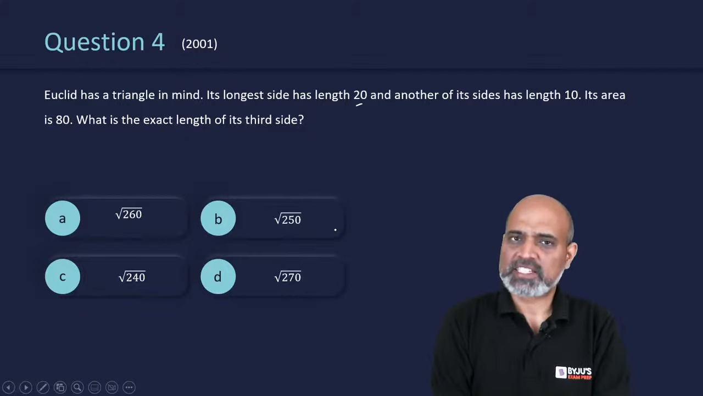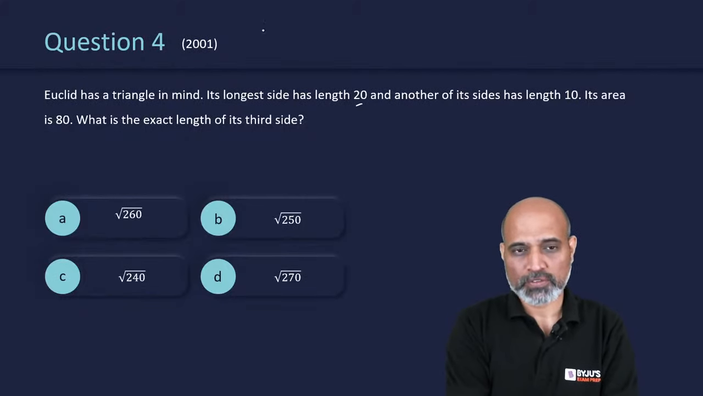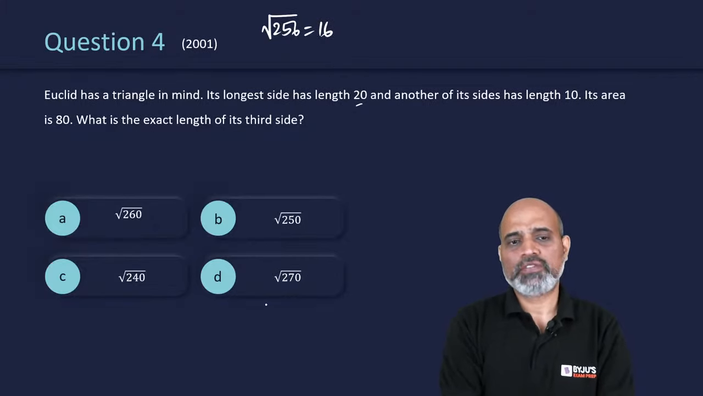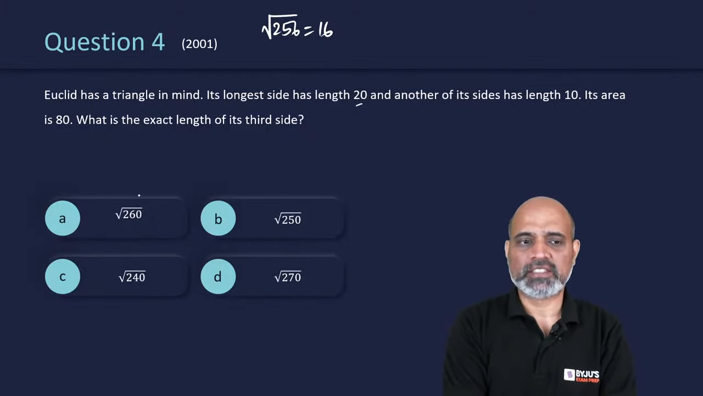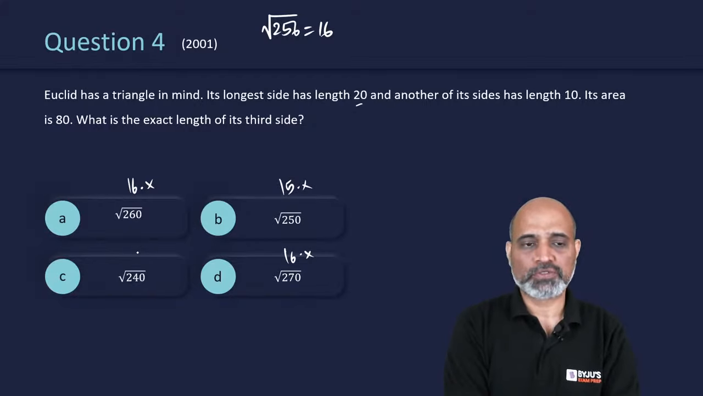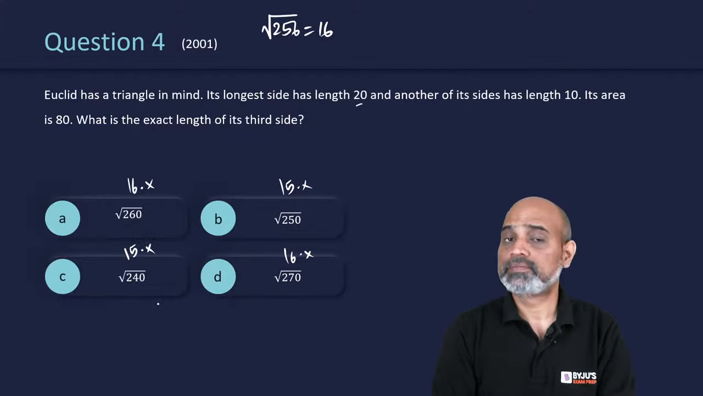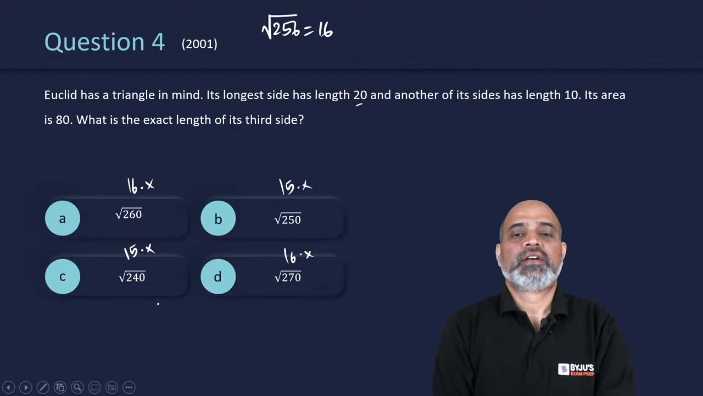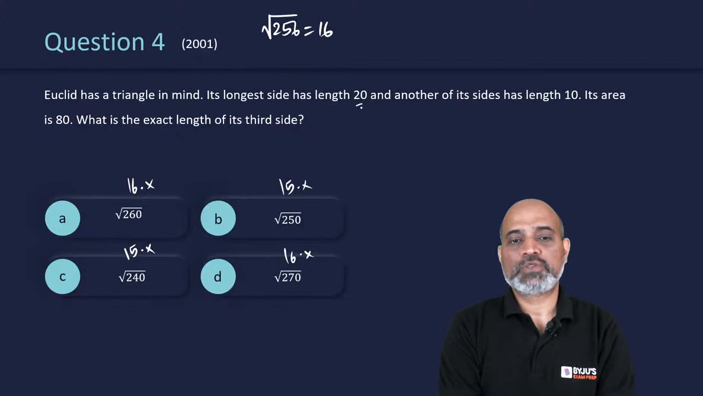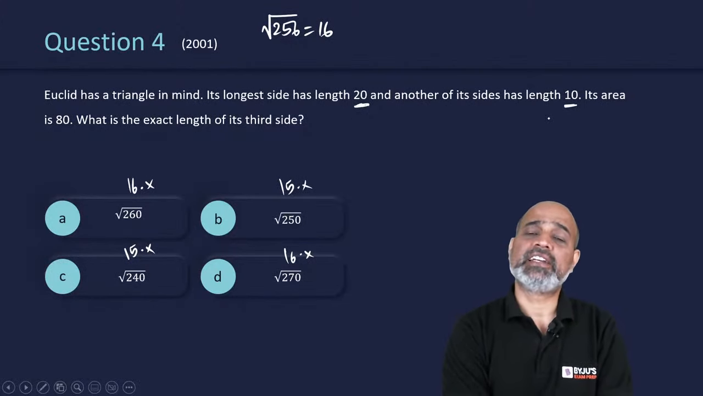256 कितना होता है? 16 होता है. As in, the square root of 256 is how much? This is 16. So all the values are very close to 16. These two are 16 point something and these two are 15 point something because they are less than 256. है ना? Okay, so one side is 20, another side is 10, and its area is 80.